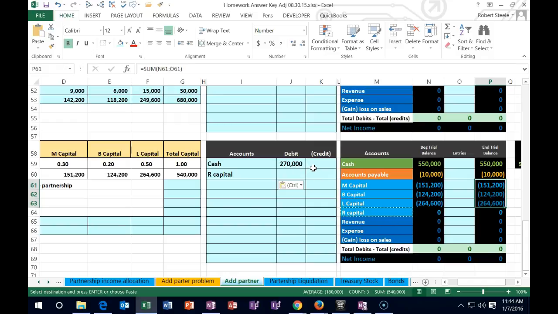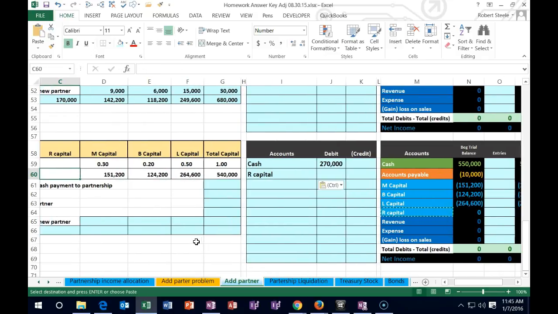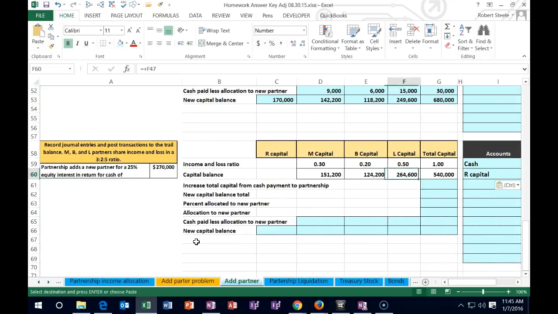So we'll do a quick calculation to see what 25% interest of the net assets will be after R puts in the added 270,000 that we just said they're going to put in. So let's come to our worksheet over here. We've got our capital accounts reflected here, here, here. Total capital, which represents the book value, assets minus liabilities, of 540.